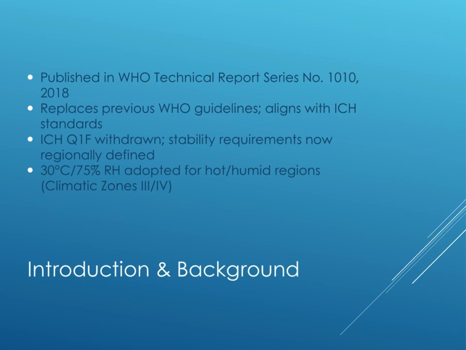However, the ICH later withdrew Q1F due to inconsistencies in global adoption. Some countries wanted a higher safety margin, more stress testing, longer durations. WHO then surveyed member states, resulting in consensus around 30 degrees Celsius per 75% RH as a long-term testing condition for hot and humid regions. This guideline became essential for product registration in non-ICH regions and is now the global benchmark for tropical stability.